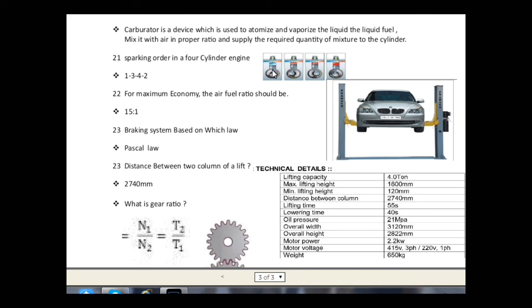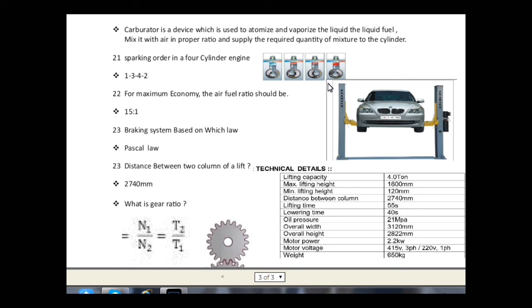The next question is the firing order in a 4-cylinder engine. Here you can see the 4 cylinders 1, 2, 3, 4, and the firing order in a 4-cylinder engine is 1, 3, 4, 2. It means that the first spark takes place at cylinder number 1 and then cylinder number 3, after that cylinder number 4 and 2. It means that when 2 cylinders come downwards, the other 2 go upward, and when these 2 come upward, the other 2 go downward.